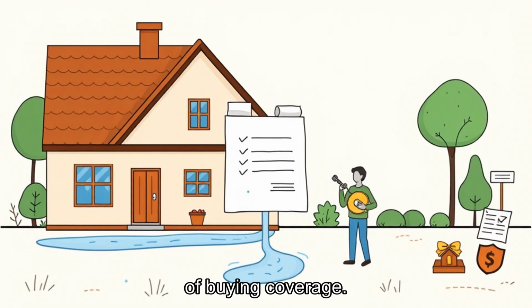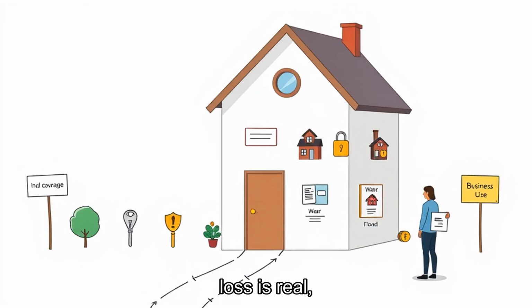A homeowner may see water damage and assume it is covered. But if the damage came from slow leakage over months, the policy may exclude gradual seepage. The loss is real, the repair bill is real, and the denial can still be valid under the wording. This is why exclusions often matter more than the broad coverage title.